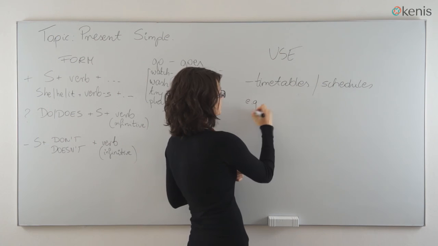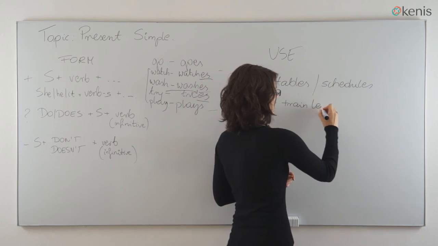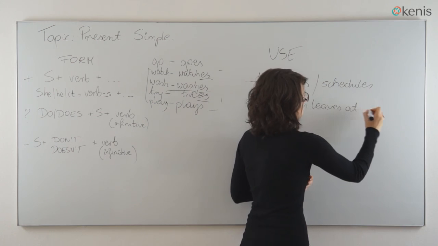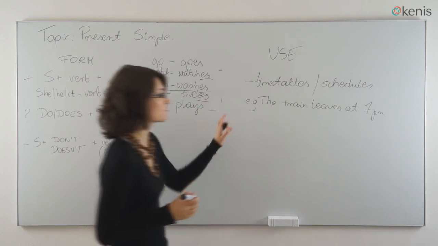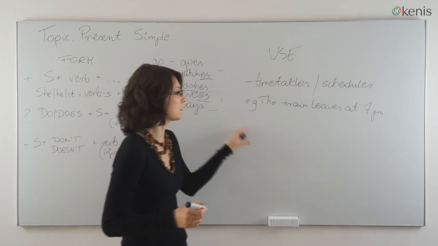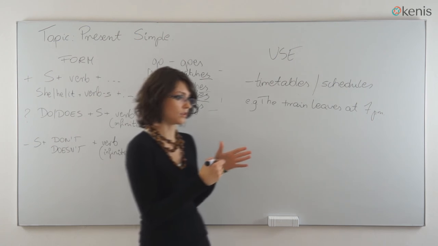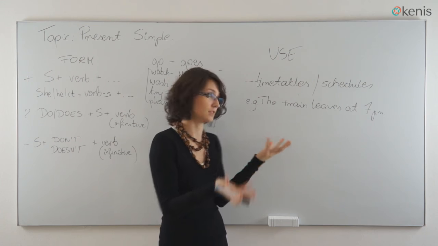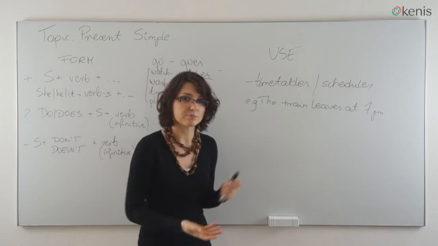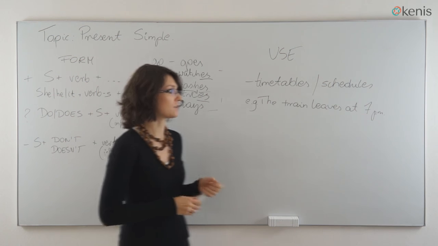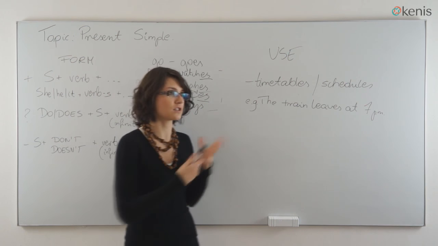For example, the train leaves at 7 p.m. Okay, the train leaves at 7 p.m. Pociąg odjeżdża o 7. Jest to wyrażenie dotyczące przyszłości, wyraźnie, bo mówimy, że on dopiero odjedzie o 7. Powiedzmy jest godzina 5 i mówimy the train leaves at 7 p.m., ale w takiej sytuacji możemy użyć czasu present simple właśnie do wyrażenia przyszłości.